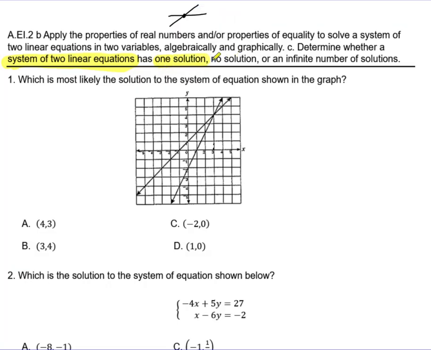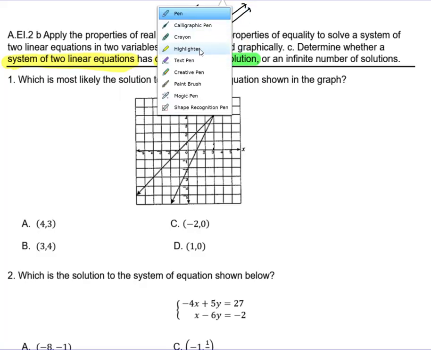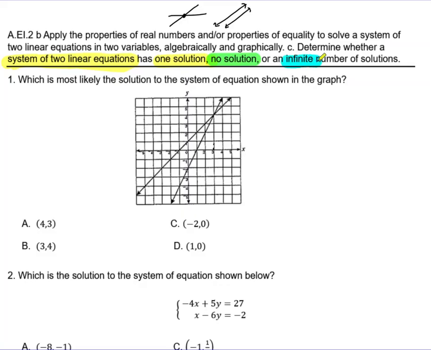Or it could have no solution, which is when you graph them and you have parallel lines like that. It would have no solution. And then the other type is infinitely many solutions, when you graph a line and then you graph the other one, but the graph is the same exact line. So when it's the same exact line, it's infinitely many solutions.